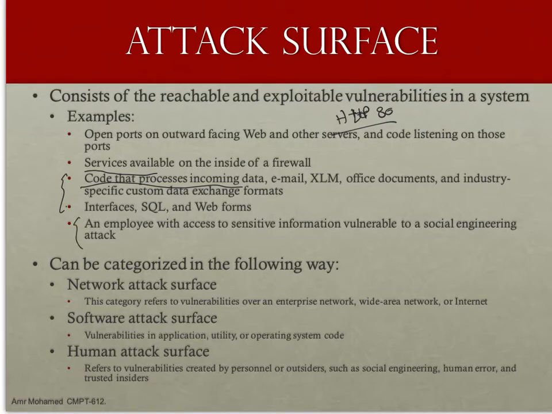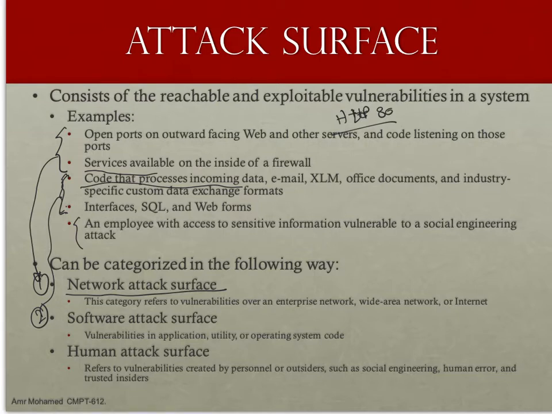Or any human error. So we can classify the attack surfaces into, one, network attack surface. The first two describe the first category here. Network attack surface refers to a vulnerability over the enterprise network. So anything that involves communicating a service or a port over the network can be considered a network attack surface. The other two examples here lie under category number 2, which is software attack surface. Here we talk about the software that's exposed, and the attacker can use that to attack the system.